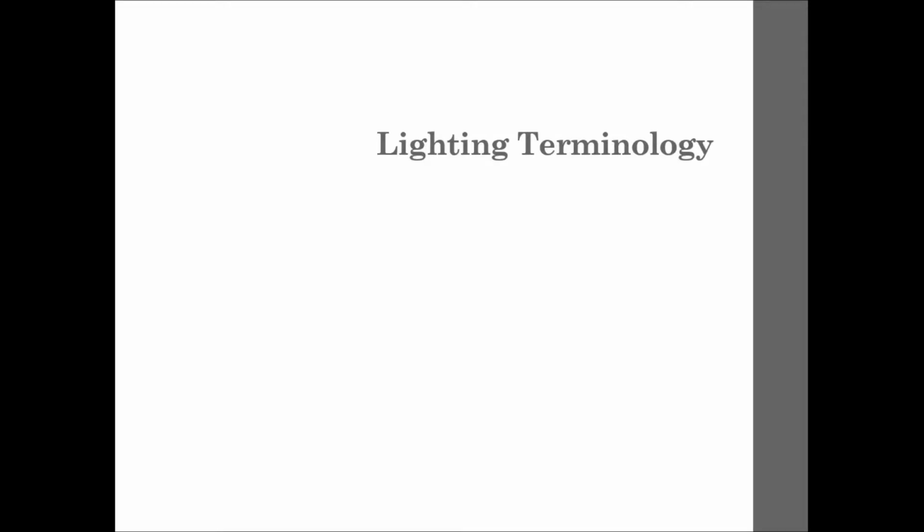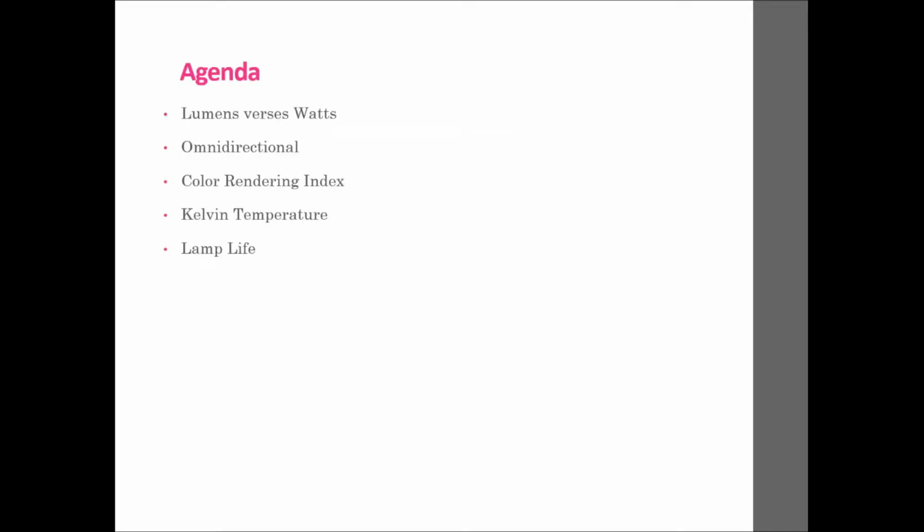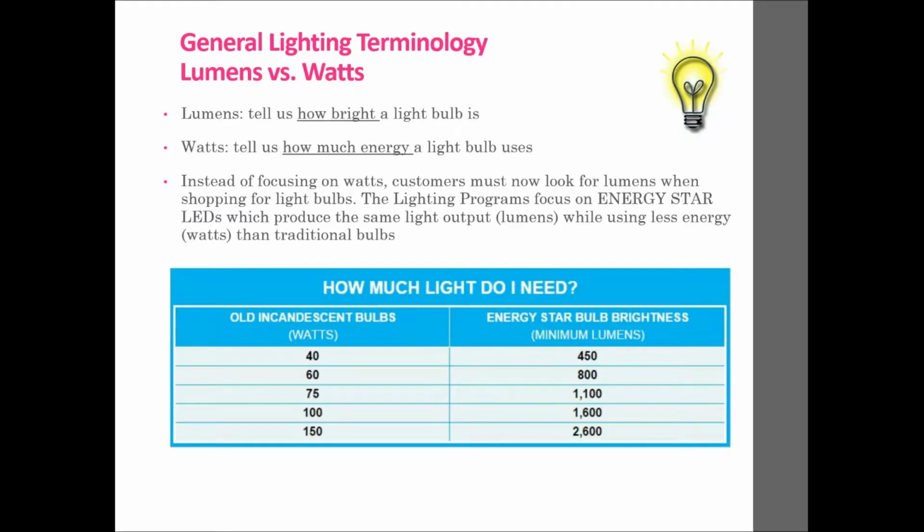Just want to take some time this morning to go over some lighting terminology. There's a lot of terms that can be confusing to a consumer out there, so I just wanted to go through what they are. The first, just the agenda, we're going to go over lumens versus watts, very important topic, omnidirectional, color rendering index, Kelvin temperature, and finally lamp life.